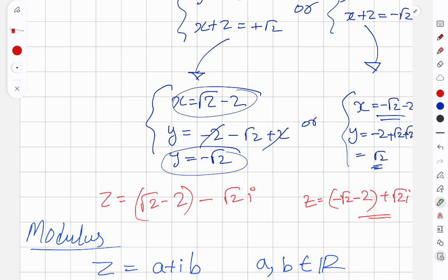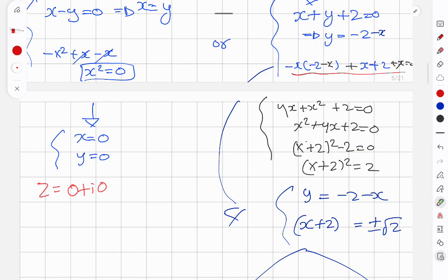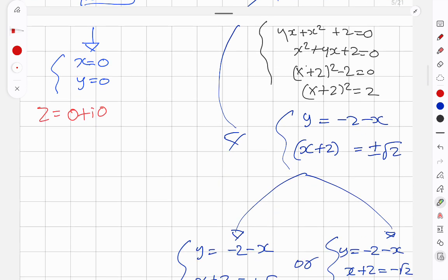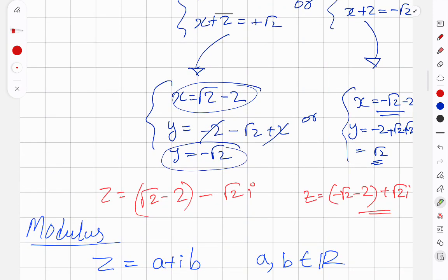So there is also one more complex number, z equals 0 plus 0i. So we got a total of three values, right? One, z equals 0 plus 0i, then the other ones, this one with this one, then this one with the negative one. At the end, since I got x equal to 0 and y equal to 0, z equals 0 plus 0i. This is one solution. Second solution, I got x equals root 2 minus 2 and y equals negative root 2.